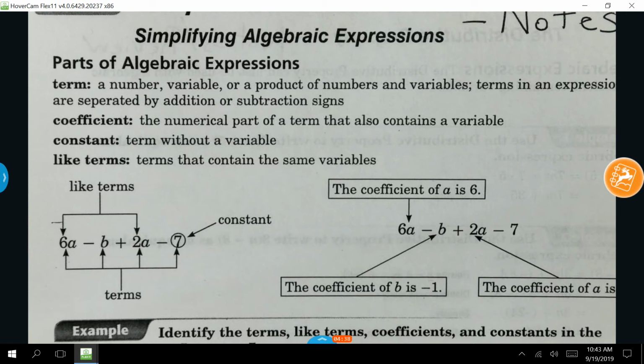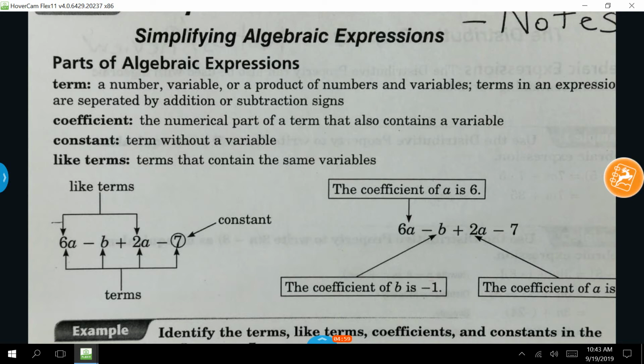So that's one term of this expression. The negative b is another term. Positive 2/8 is a third term, and negative 7 is the fourth term of that expression. There's 4 terms in that expression. Coefficient. Fancy definition is the numerical part of a term that also contains a variable.